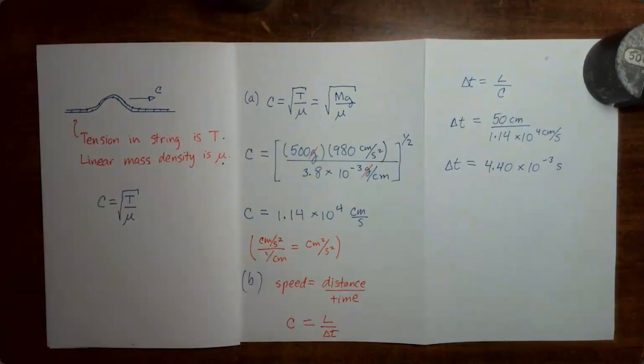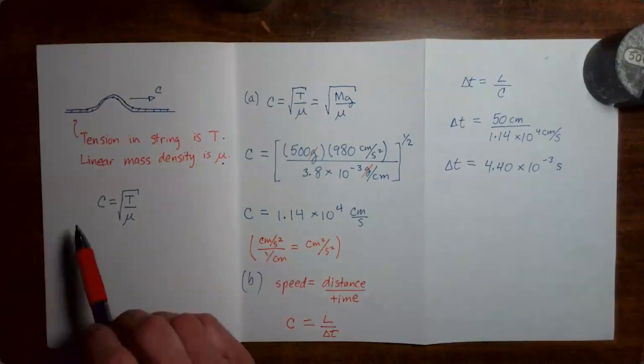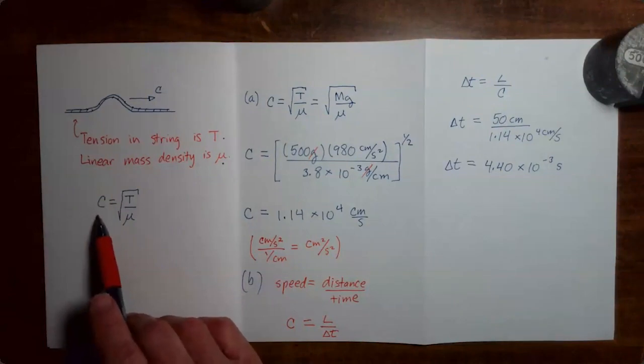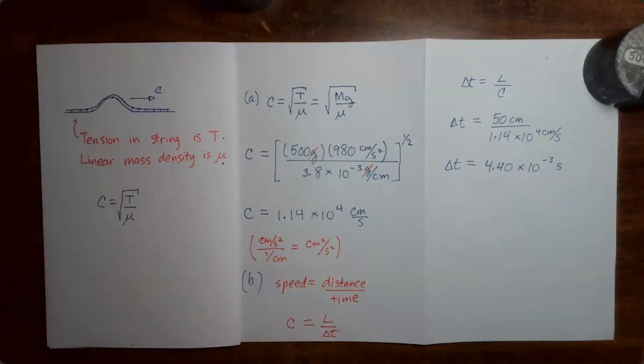So in this video, I have introduced you to the idea of linear mass density. I've introduced you to the formula that we use to calculate the speed of a wave propagating on a stretched string, and we have done a simple example problem using all of this. In the next few videos, we're going to be exploring the idea of wave interference and seeing how that leads to the phenomenon of a standing wave.